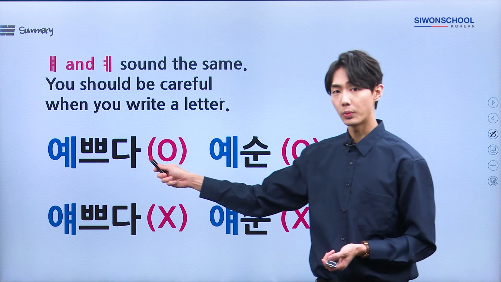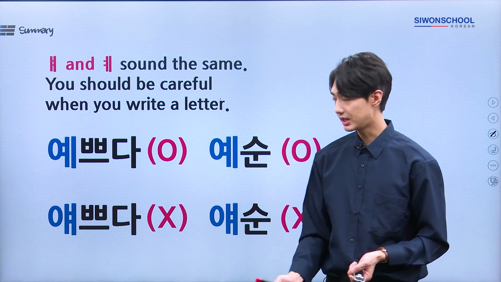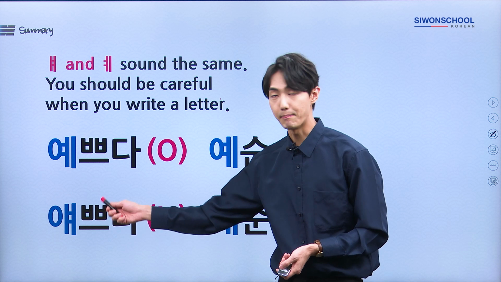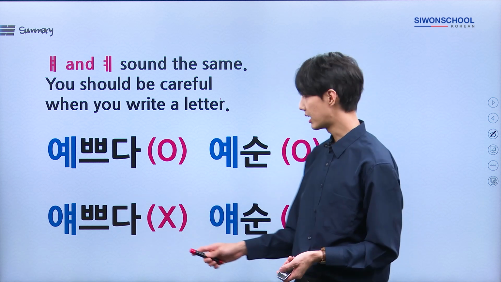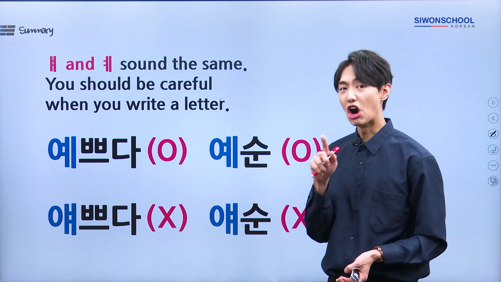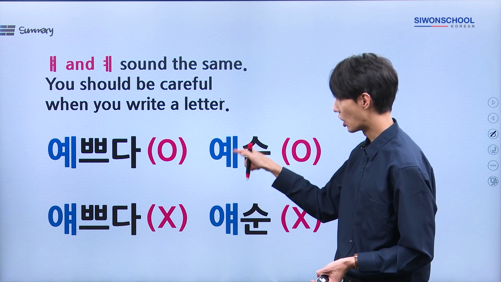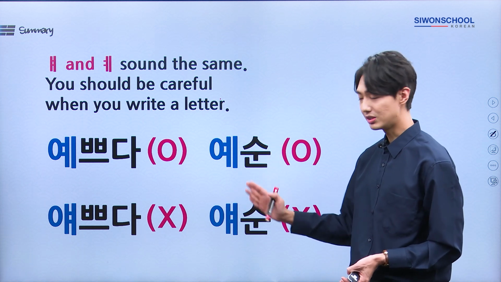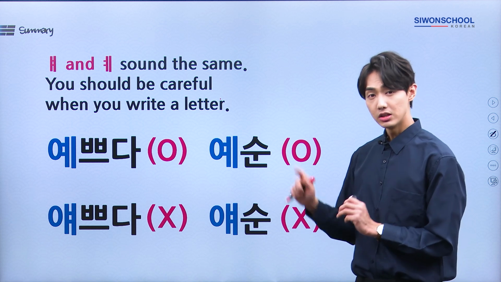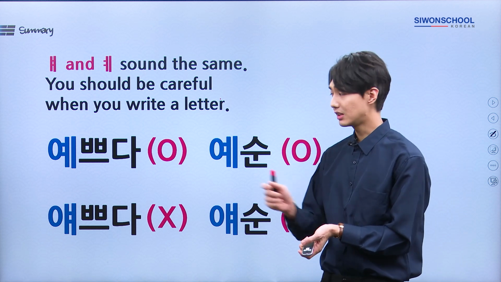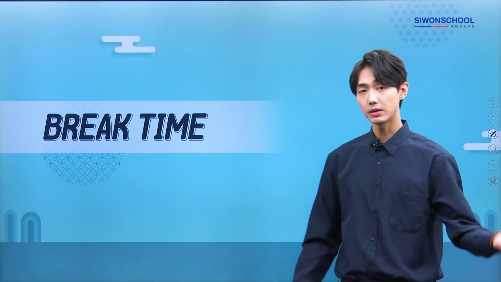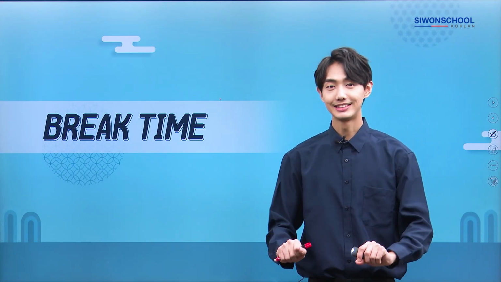This is the correct way to say 예쁘다, pretty. If you write it the other way, there's no word that exists like that, okay? It doesn't exist, all right? Same thing for 예순, 60, you have to spell it correctly, right? 예순, not the other spelling. That's incorrect, all right? So make sure whenever you write something, be careful how you write it, all right? So we're going to take a break here. I'll be right back.